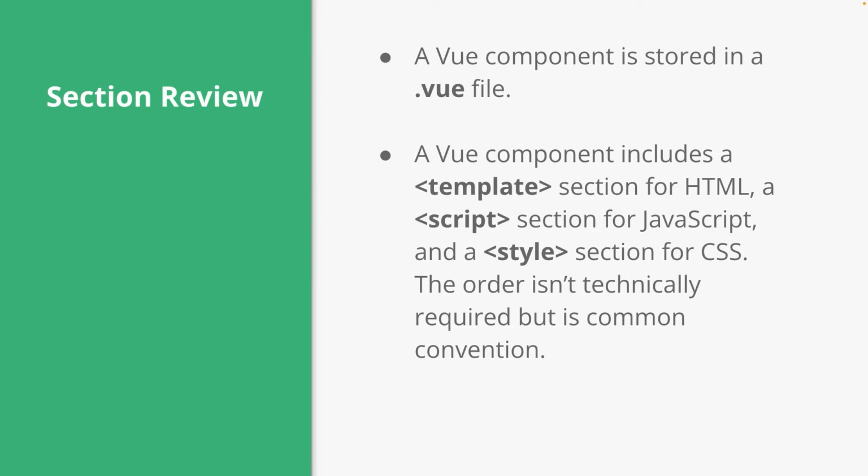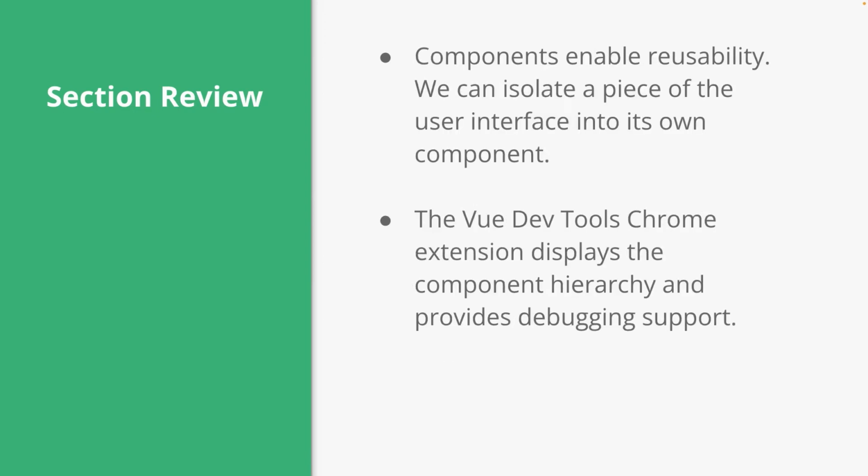All right. And as far as the order of those 3 elements, template, script, and style, that order is not technically required. You can technically have them in whatever order you want, but it is common convention to follow this order we see right here: template, then script, then style. All right, so what's the benefit of components instead of writing everything within a large HTML file? Well, components enable reusability. We can isolate a piece of the user interface into its own component. We saw that a lesson or 2 ago where we rendered the hello world component multiple times and adjusted one small string to see how it altered the component.